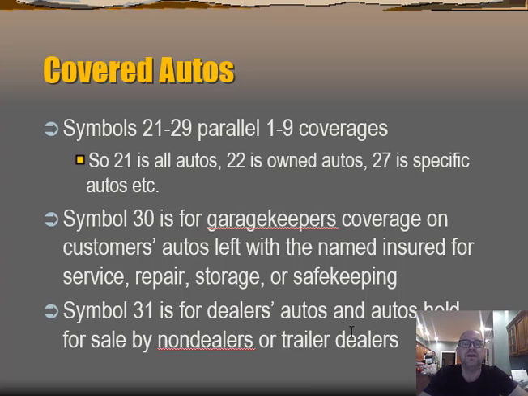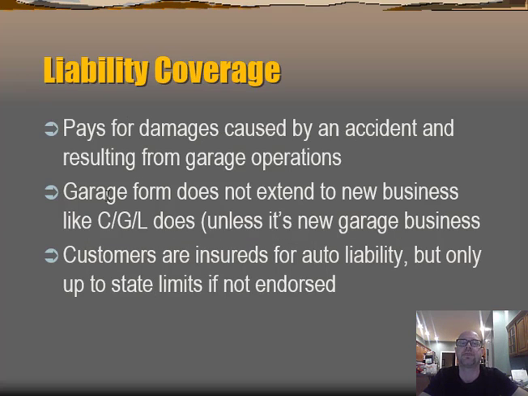Symbol 30 is for garage keepers coverage on the customers' autos that they leave with us for safekeeping or for service or repair. And then symbol 31 is for dealers' autos that we're holding for sale. So those are the different coverages that come about when you start to talk about these very specific auto-related businesses. So liability coverage pays for the damages here.